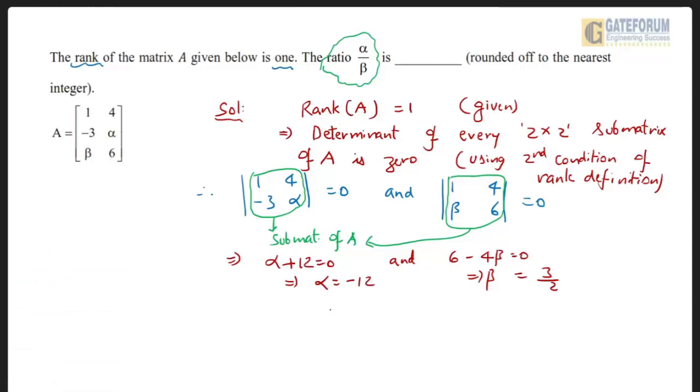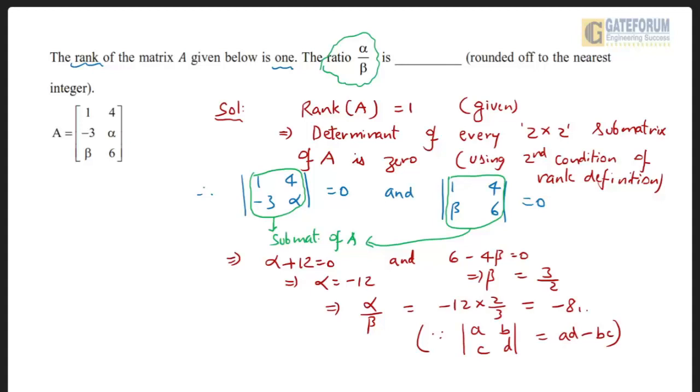Which implies alpha by beta minus 12 divided by 3 by 2 means 2 by 3 into 2 by 3, I can write. So this simplifies to minus 8. Okay. Since determinant A, B, C, D is equal to AD minus BC, it is not required to write the matrix symbol inside the determinant. This is default notation. So the answer is minus 8. This is the end of the question.